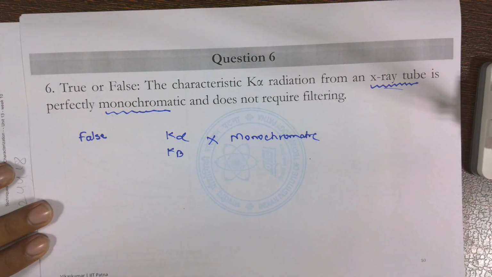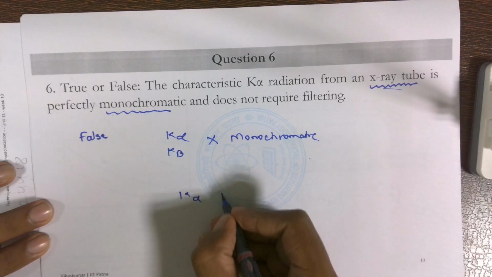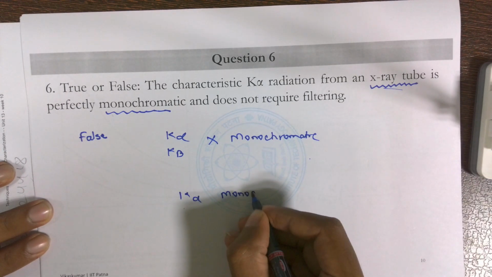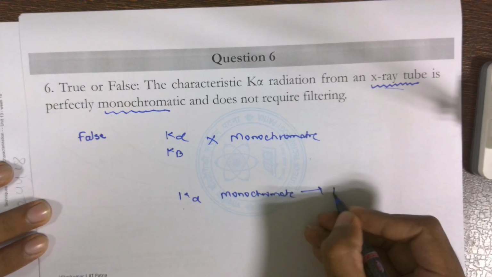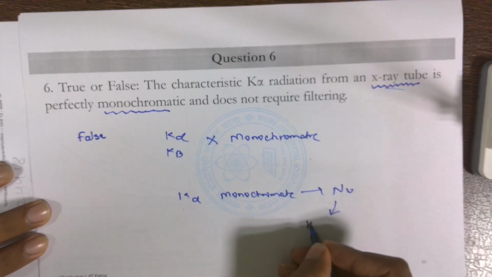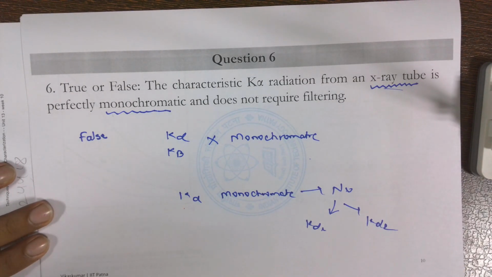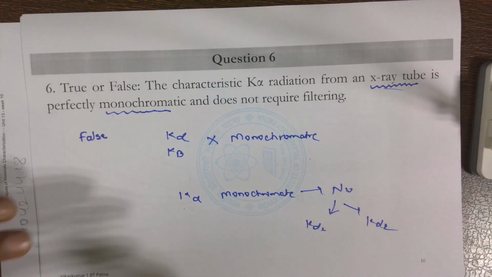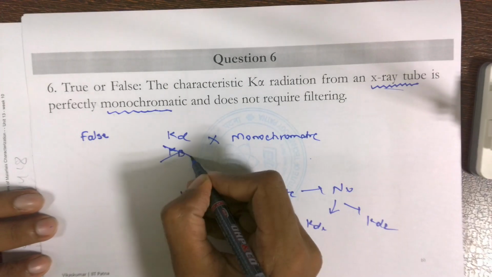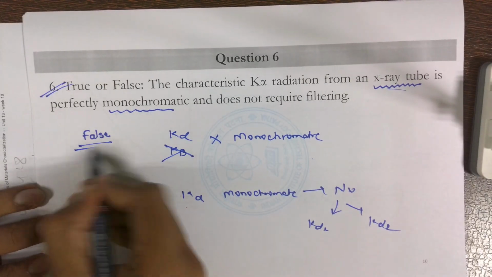Now, even if someone asks you, is K alpha a monochromatic? Is this a monochromatic? The answer will be no. Still, it has K alpha 1 and K alpha 2. Our aim is to get a monochromatic, but we are not getting it. We are removing K beta somehow. So the right answer here is false.